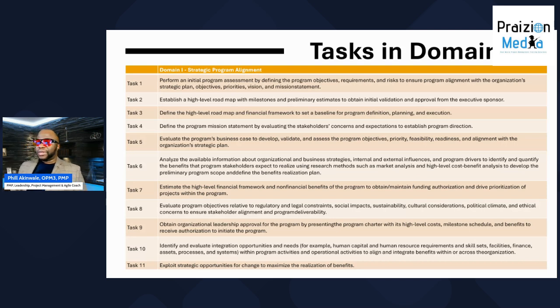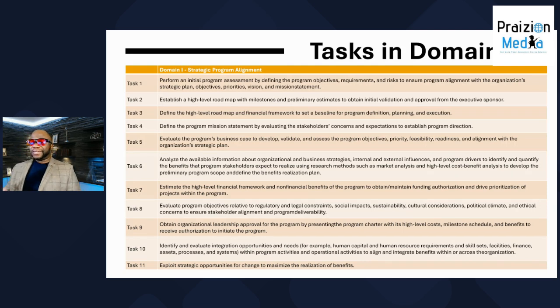Number nine, obtain organizational leadership approval for the program by presenting the program charter with its high level cost, milestone, schedule, and benefits to receive authorization to initiate the program. In all honesty, a lot of firms sadly don't do this, but this is good practice and it makes sense to have a program charter of some sort.